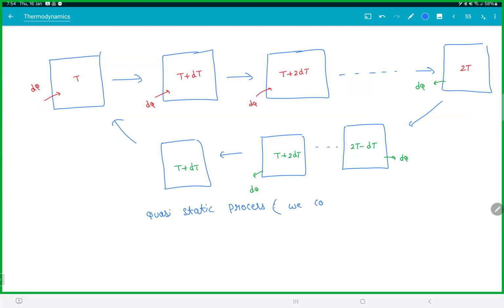We can assume it is in steady state at every instant because the dq is very small. If it is in steady state, pressure and volume are defined. Then you can use the ideal gas equation, and all the formulas we studied will come. For a small instant, we can assume it is in steady state. The problem with this is that it would take infinite steps.